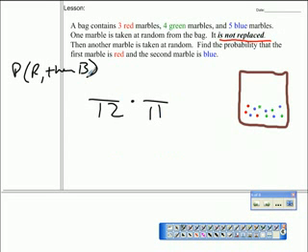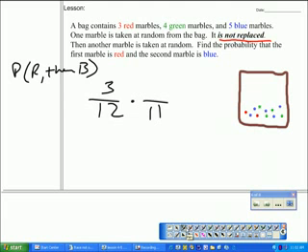On that first choice, what's the probability of choosing a red? 3 out of 12. Now, once I choose that red one, look what happens. How many marbles are left now? 11. You can count them. I got rid of that red one. There's only 11 left. So that's why we put the 11 down.